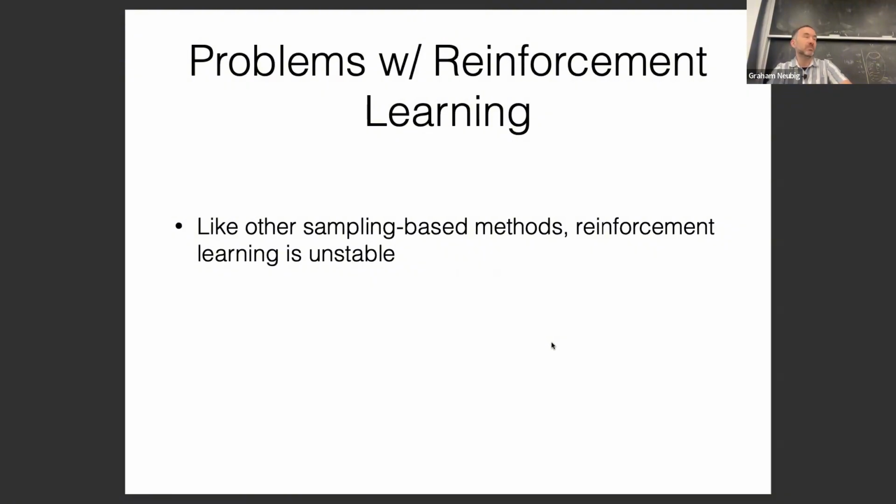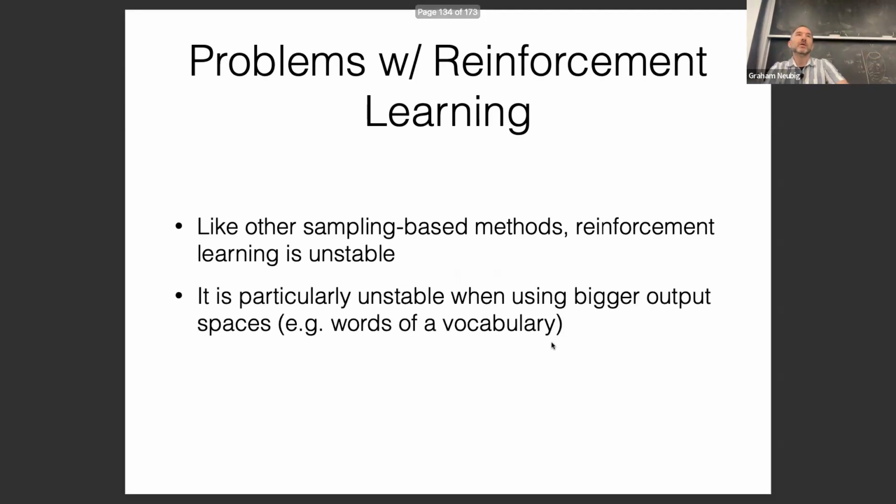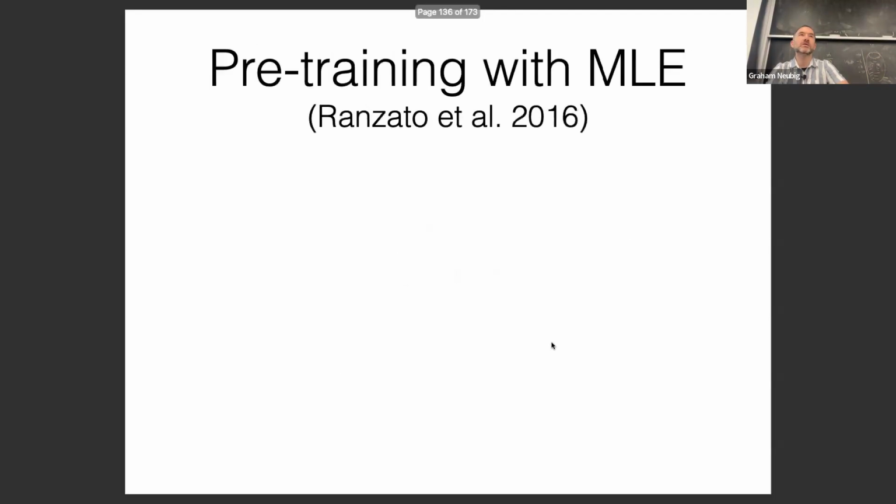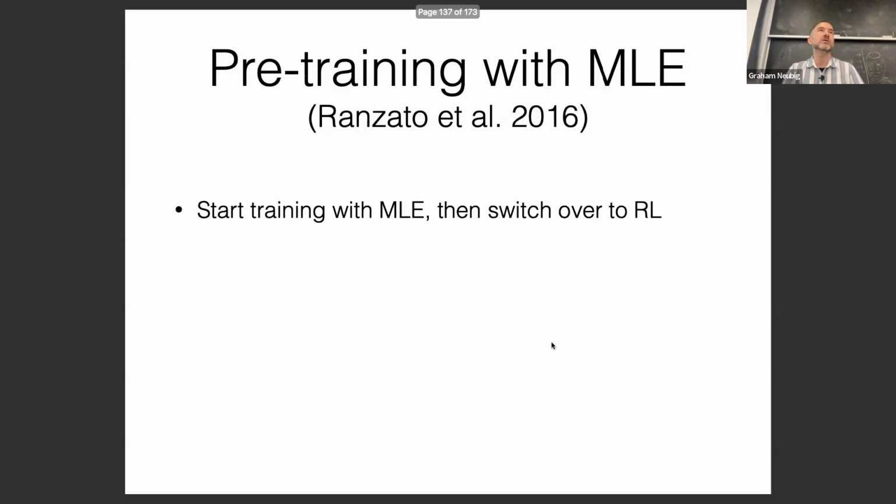So sampling can be a problem, as I mentioned before. It's particularly unstable when you have very big output spaces, like words of a vocabulary. A number of strategies can be used to stabilize reinforcement learning algorithms. The first one, which is used all the time nowadays, we barely would even consider doing it without this, is pre-training your model to be as good as possible before you start doing reinforcement learning.